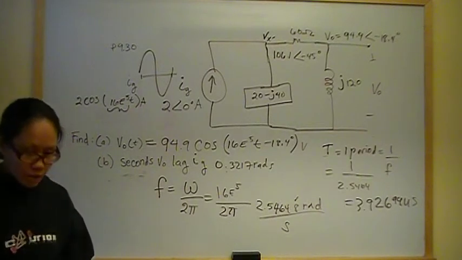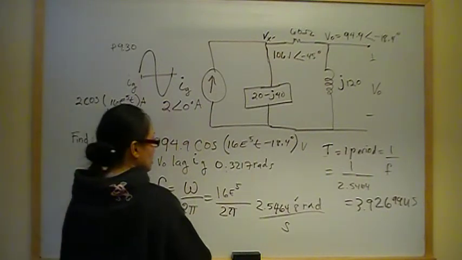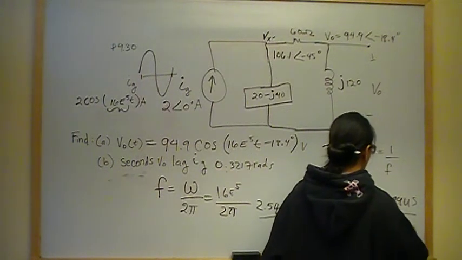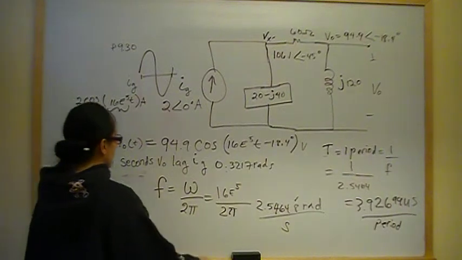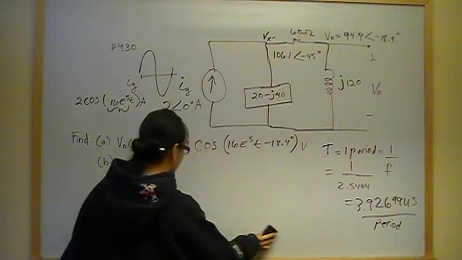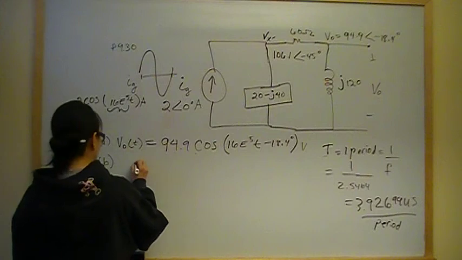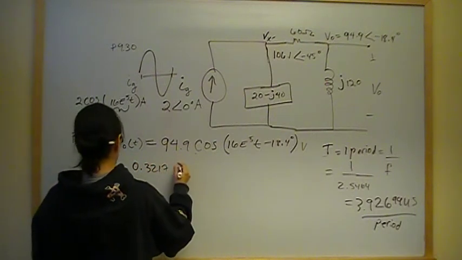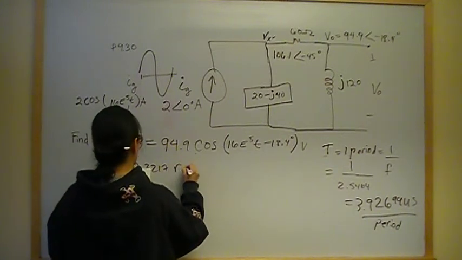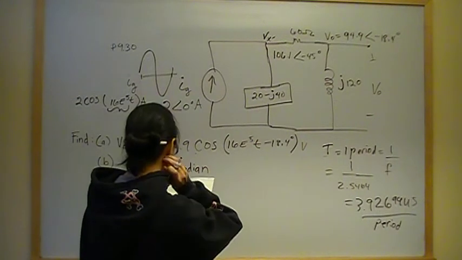Okay, so now that we know how much is in one period, this is microseconds per period. Now we're just going to do the conversion to get there. So I'm going to erase this. I just erased the number of radians. Lucky thing, I worked this problem out first. So we have 0.3217 radians in 18 degrees, and I want to go from radians to time.